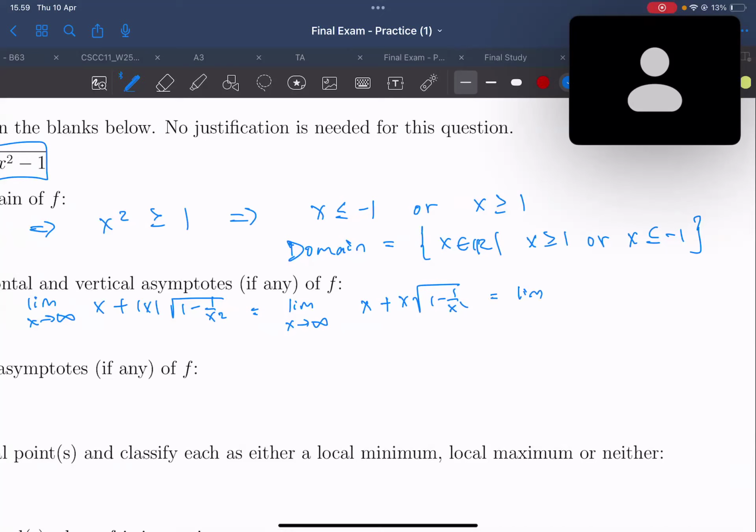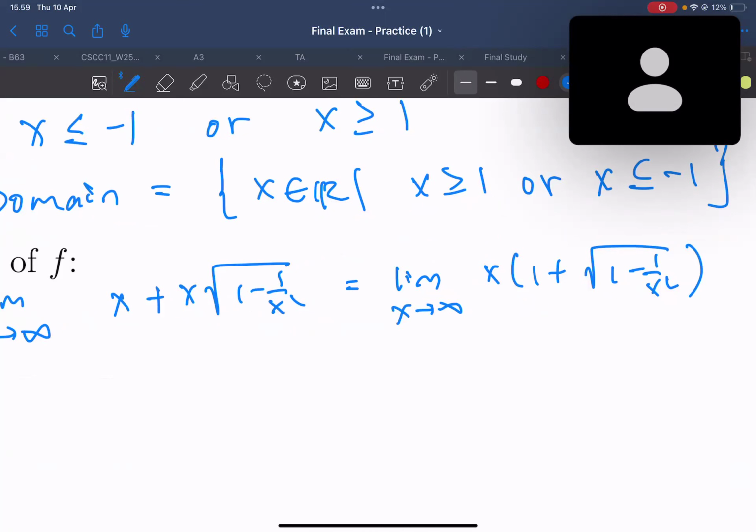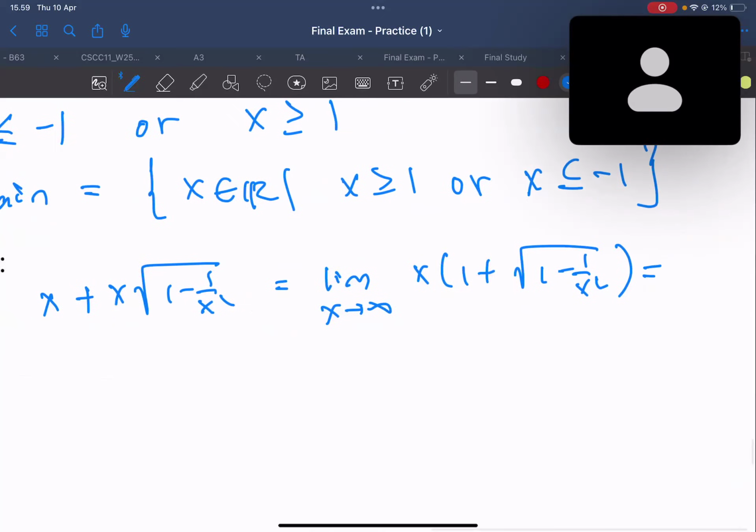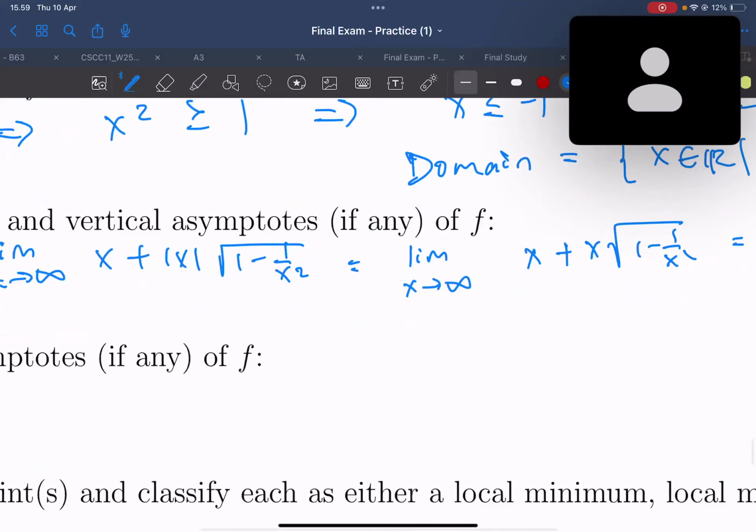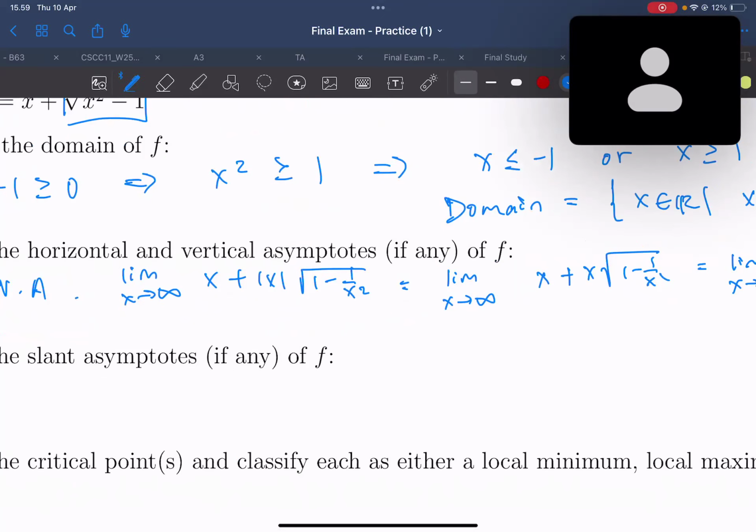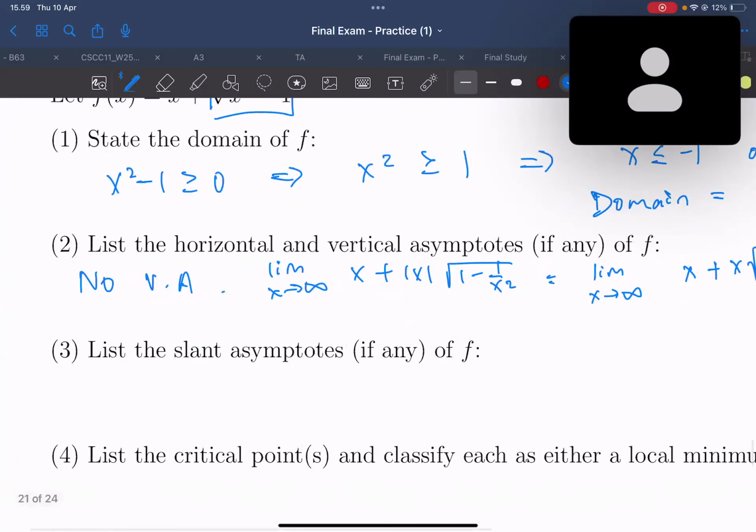And this equals the limit of x approaching infinity of x times 1 plus the square root of 1 minus 1 over x squared. If you plug in infinity to this, you realize it'll be infinity times 2, so it'll just be infinity. So we know that as x approaches infinity, there is no horizontal asymptote. But we also need to check for negative infinity. So in this case, x approaches negative infinity.